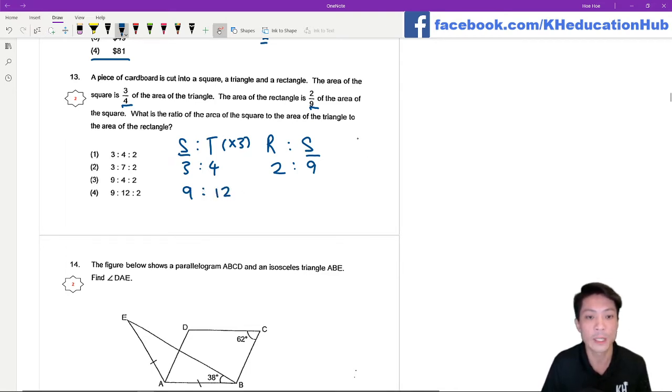Which means that the ratio of square to triangle to rectangle is 9:12:2. Okay, number 4.